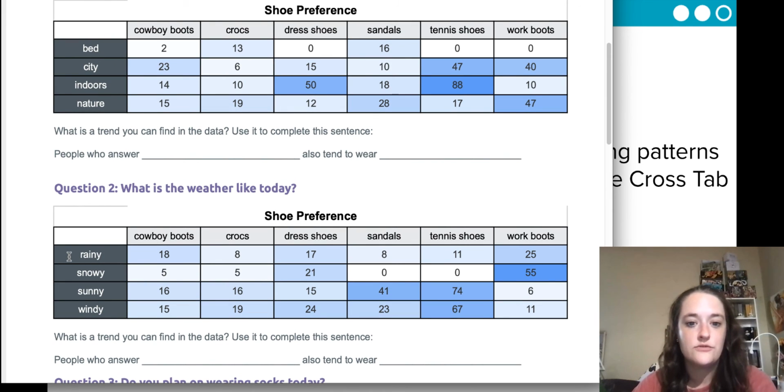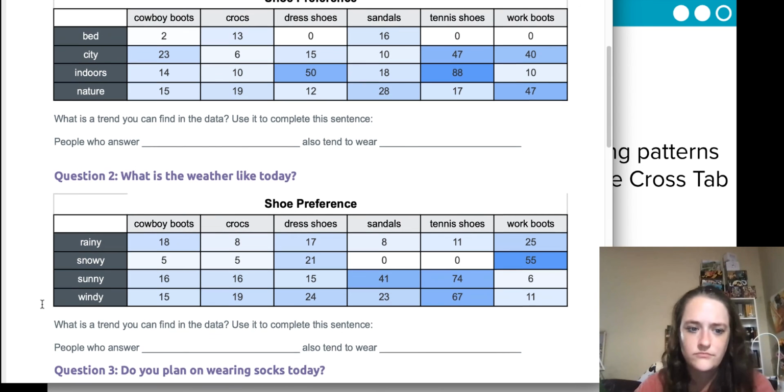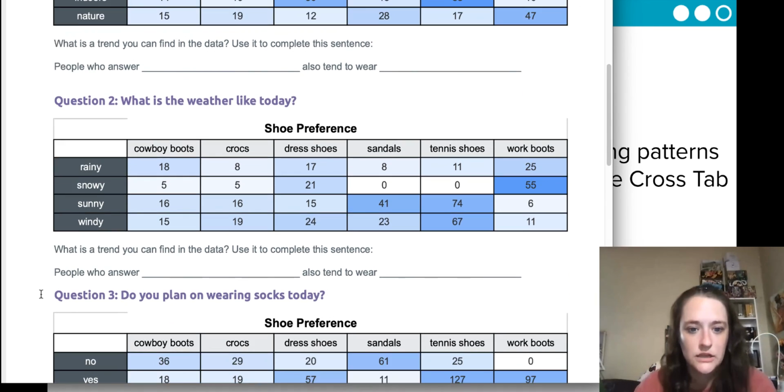People who answered rainy tend to wear work boots. People who answer snowy tend to wear work boots. Who did they survey here? People who said sunny tend to wear tennis shoes. People who say windy tend to wear tennis shoes. Honestly, I don't think windy really affects your shoe. Okay, again, sorry. Splitting hairs.